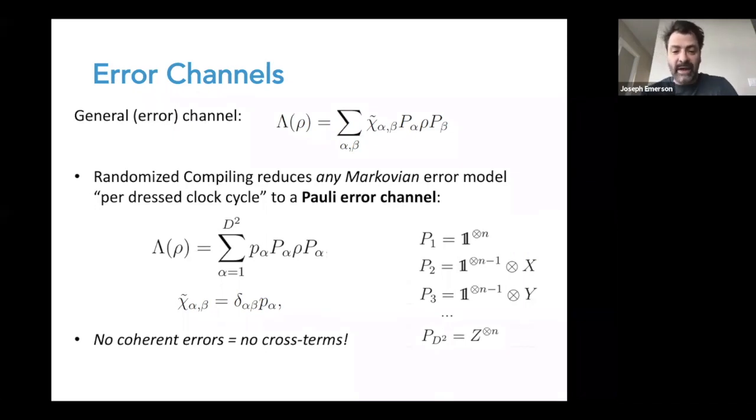And P alpha spans the set of tensor products on n qubits of the single qubit Paulis. So it can be an X error on qubit 1, a Y error on qubit 7, identity on qubit 8, you know, whatever you want. The important thing is that a Pauli error channel does not have cross terms in the chi matrix picture, and cross terms are associated with control errors or coherent errors, which are in fact the dominant errors across hardware platforms today.